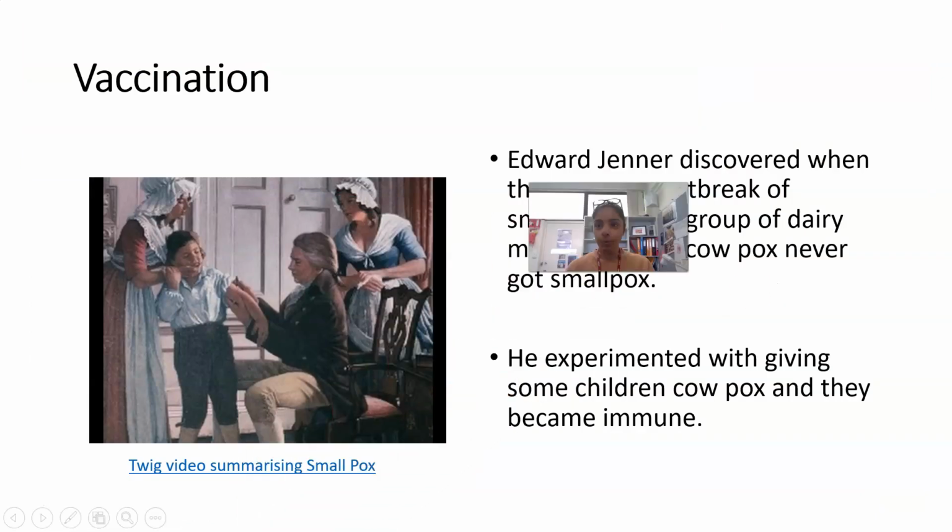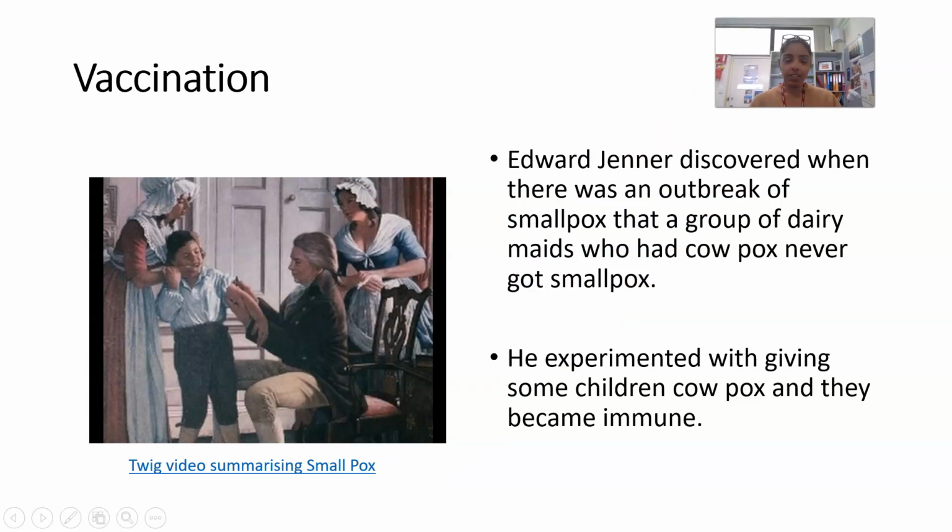Okay, so how did vaccinations come about? Well, this guy here, Edward Jenner, he discovered vaccinations for smallpox. How he did that was a really interesting story. So if you are logged into Twig, please pause this video and click on the link to watch how Jenner started the eradication of smallpox as we know it.